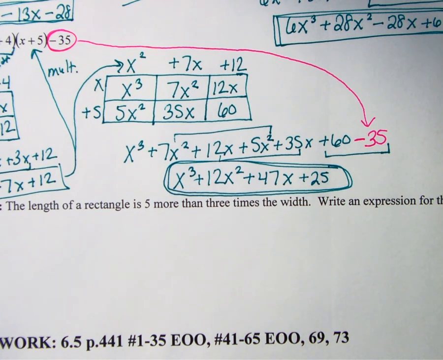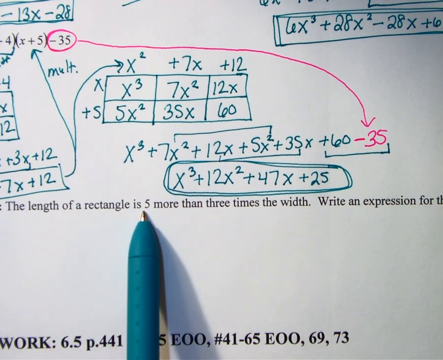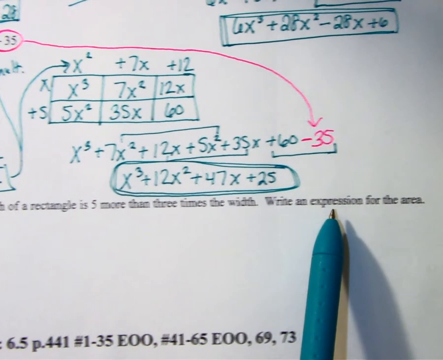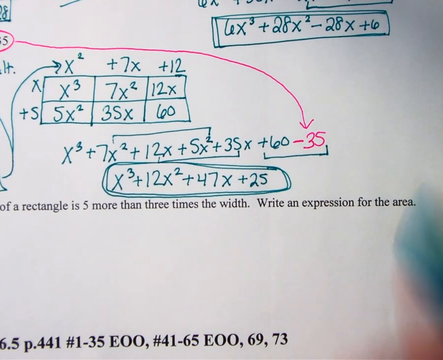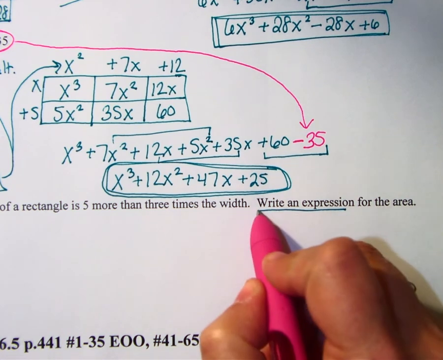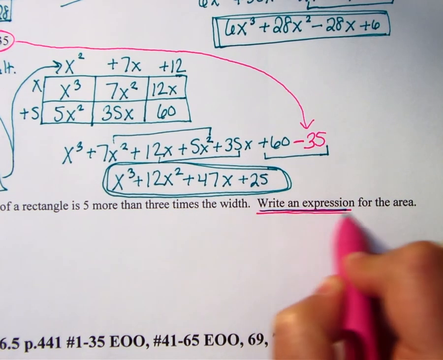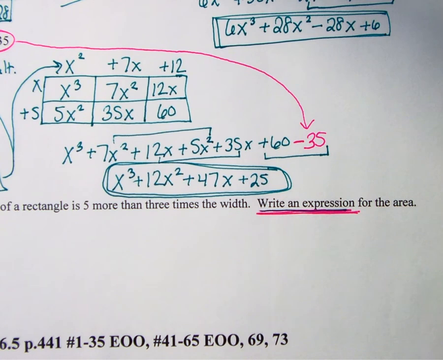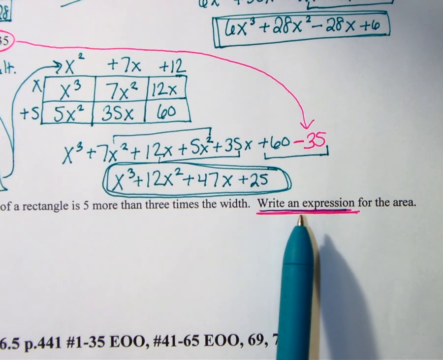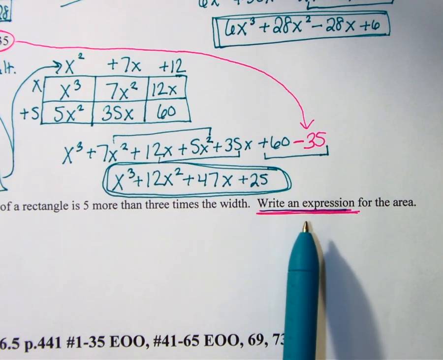Now, the length of a rectangle is 5 more than 3 times the width. Write an expression for the area. Write the expression. Here, I'll even put it in a different color. Write an expression. It did not ask us to solve it. Only thing I'm basically creating is a formula. I know, isn't that wild? A formula. We're going to create one.